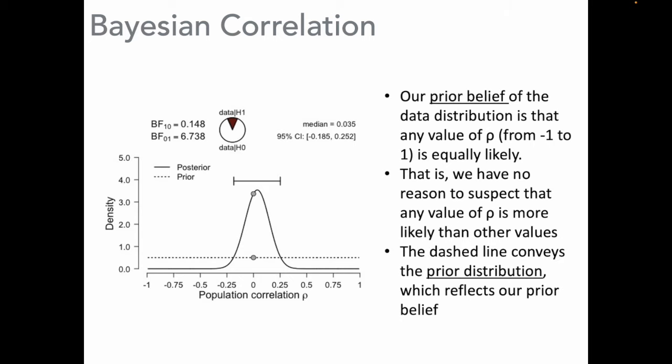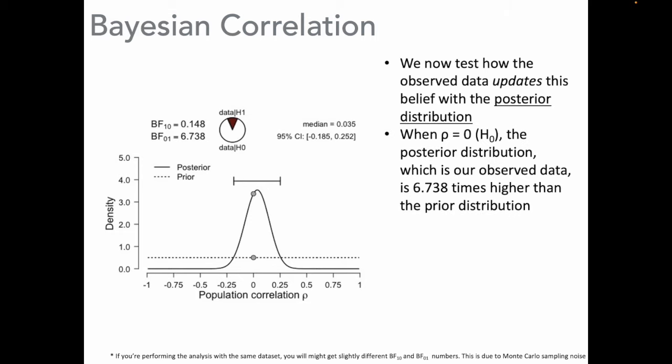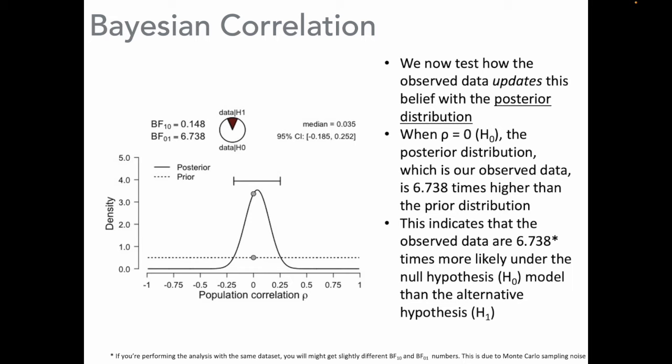So this dashed line represents our prior belief of what this relationship actually is, and here we actually have no idea whatsoever, and we think it could be anywhere from -1 all the way to 1. So now, with our Bayesian hypothesis testing, we're testing how the observed data updates this belief with the posterior distribution. And here, assuming that the correlation is 0, the posterior distribution, which reflects our observed data, is almost 6 times higher than the prior distribution. So here, we can say, assuming that this is our prior belief, that there is 6 times more evidence for a null effect compared to an alternative effect. This is the sort of thing that we couldn't get with the p-value that we originally indicated here.